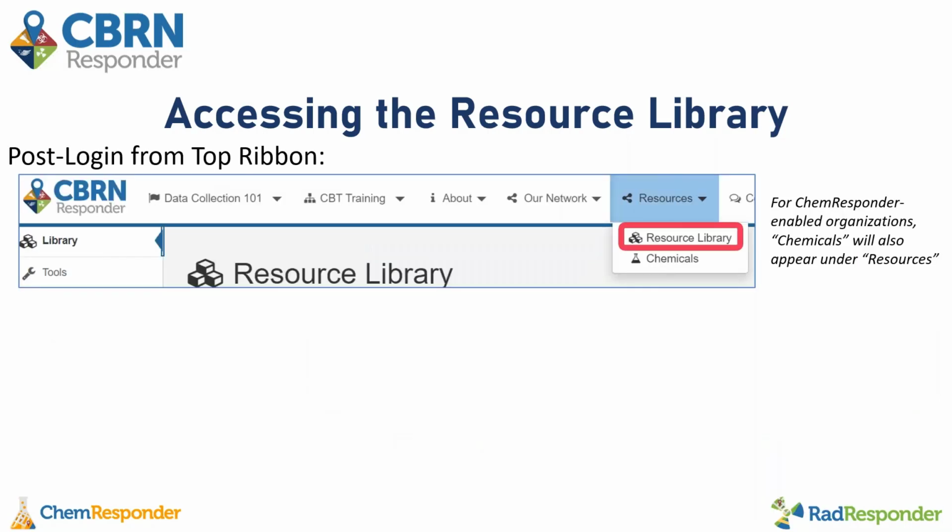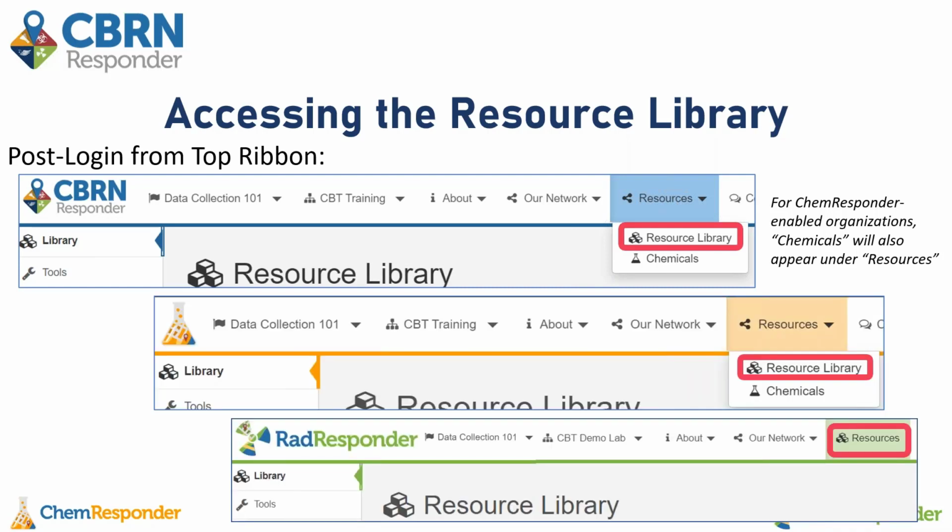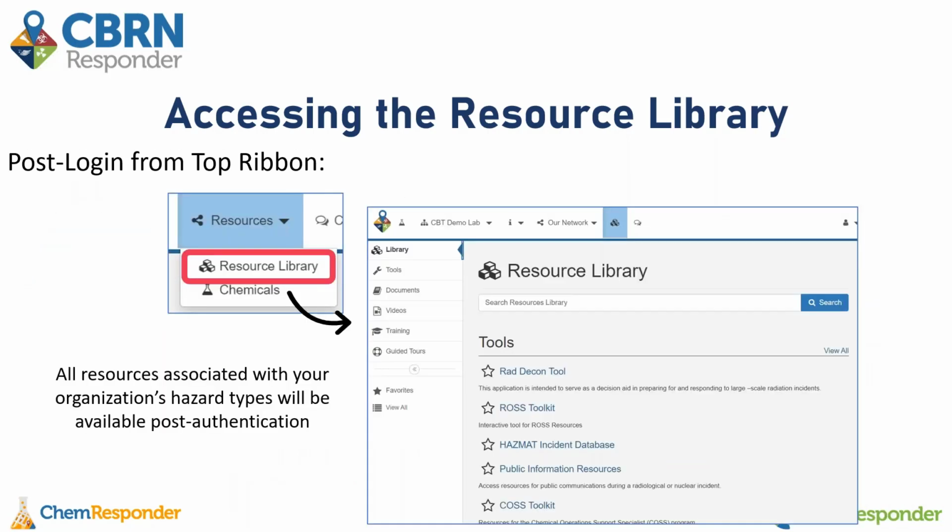If you are already logged in, you can access the resource library from the top ribbon. So you'll click Resources and Resource Library. If you are a part of a ChemResponder-enabled organization, you'll also see Chemicals under Resources, but we're just focusing on the resource library here. You can see for the ChemResponder page, you have Resource Library and Chemicals, and if you are just a RAD organization, you will just click Resources. Once you click into the resource library, you are brought to the full catalog. All resources associated with your organization's hazard types will be available post-authentication.